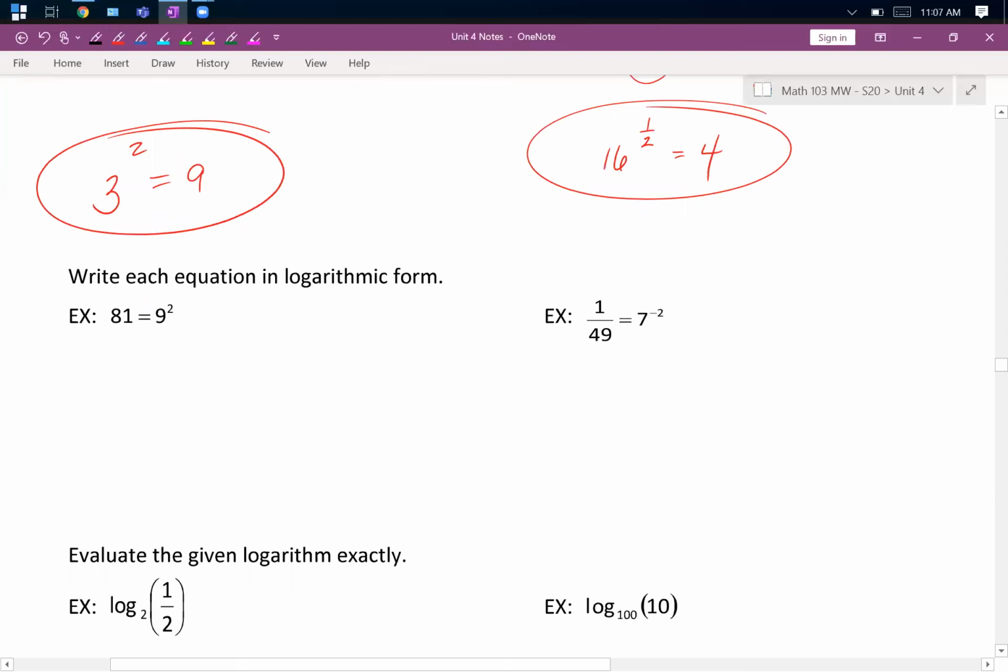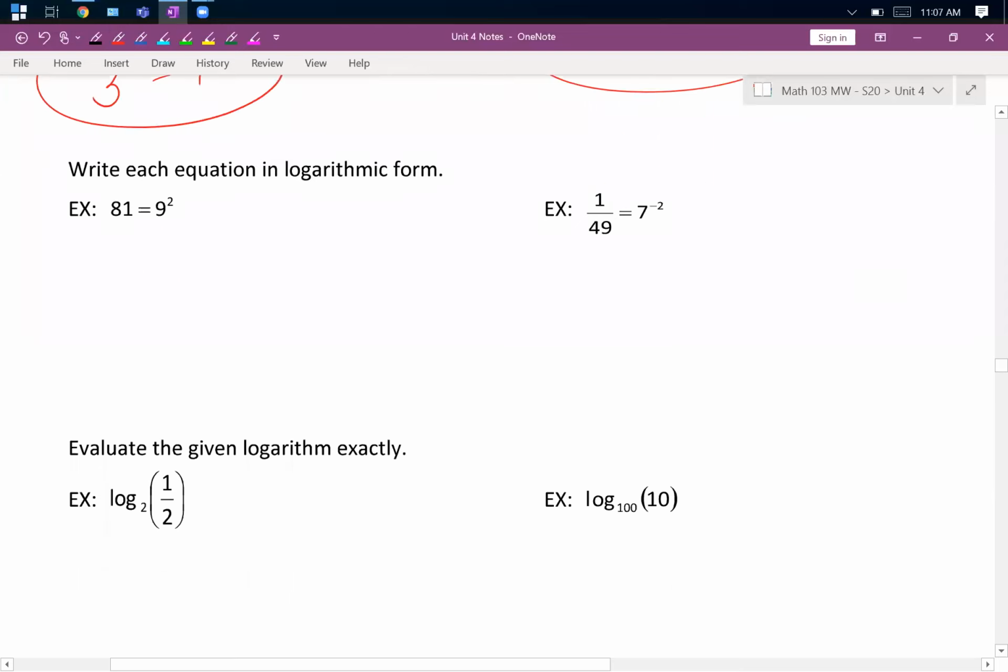Now I want to go the other direction, where I've given it to you in exponential form and I want you to rewrite it in logarithmic form. Personally, this is the harder direction for me, so I usually rewrite it as a log and then double check it using my little circle thing. I remember that my exponential base and my logarithmic base are the same. So what is our base in this next example?